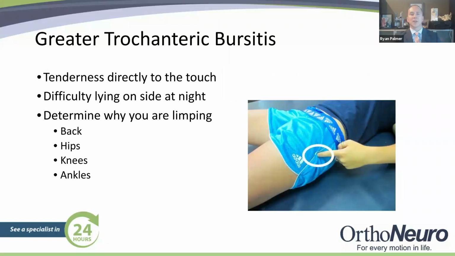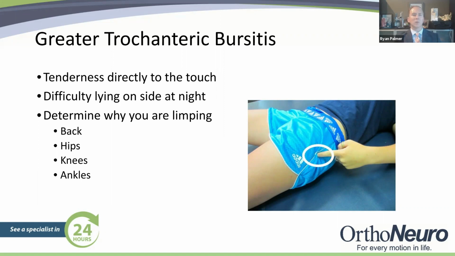Greater trochanteric bursitis is pain that is palpable and tender directly to the touch over the lateral part of the hip. This is actually the upper part of the femur bone on the side of the hip joint. This is irritation of the bursa. The bursa is there as a normal anatomic structure to pad the bony prominence of the upper part of the femur, but it can be irritated. And that's why it has the itis on the end of it, what we call bursitis. It can present with difficulty lying directly on the side, particularly at night.